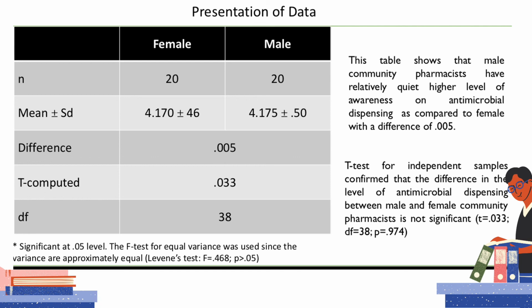This time, we are going to present our data. This table shows that male community pharmacists have relatively quite higher level of awareness on antimicrobial dispensing as compared to female with a difference of 0.005. The t-test for independent samples confirmed that the difference in the level of antimicrobial dispensing between male and female community pharmacists is not significant. That is how you will present the data that was generated by statistical softwares.